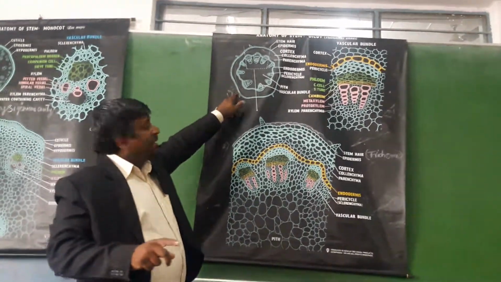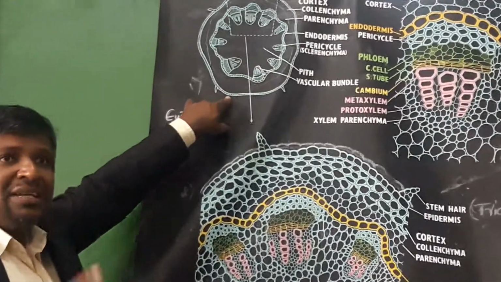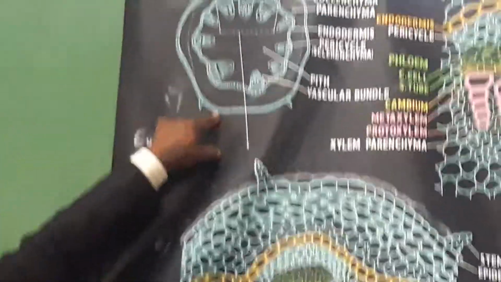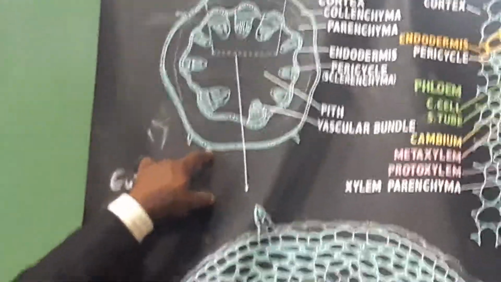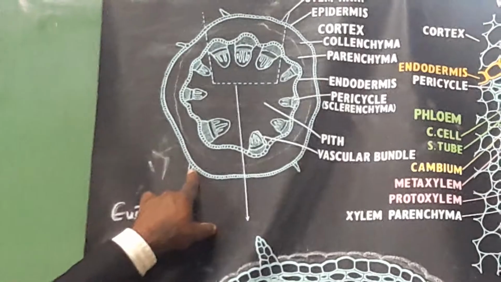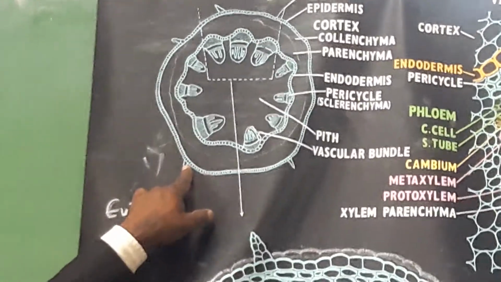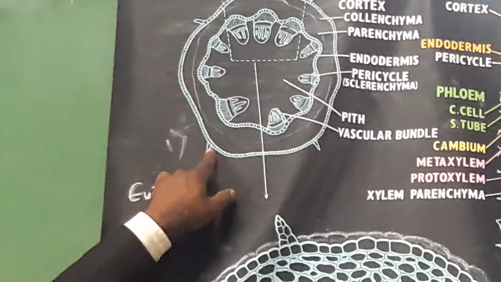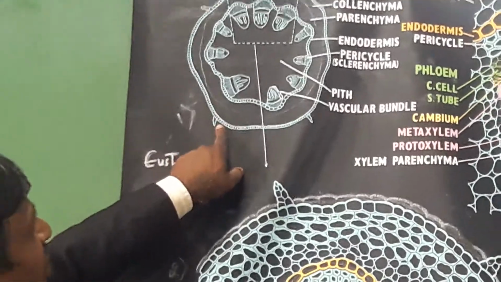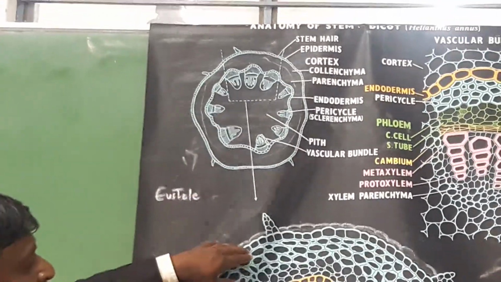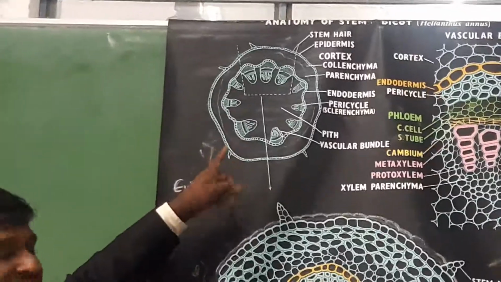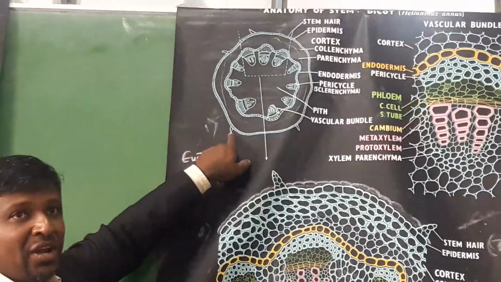So what you can notice in this diagram is the ground plan of the dicot stem. They have an outermost layer of epidermal cells, with a thick layer of cuticle. Apart from that, from some of the epidermal cells, multicellular hair structures are formed, which we call trichomes.